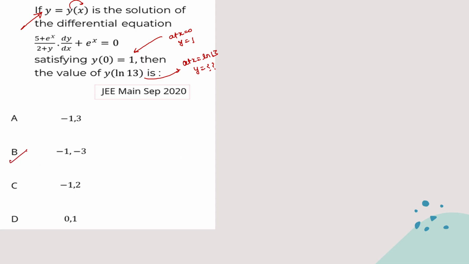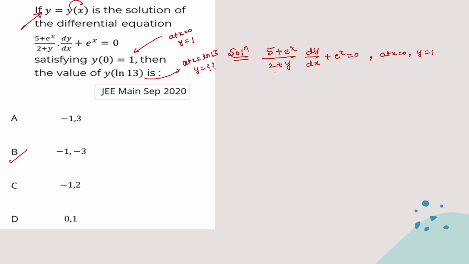Great. Good. So let's solve this question. (5 + e^x)/(2 + y) dy/dx + e^x = 0. And the conditions are given. Always when you are solving these questions, especially in the boards, write it like this: at x = 0, y = 1. You will never make the mistake.